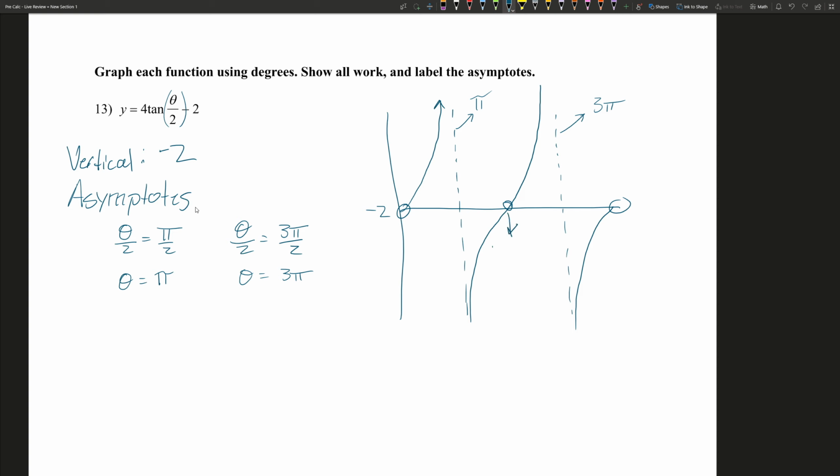So this point right here is 2 pi, -2, which means this point must be 0, -2, and this point must be 4 pi, -2. And that's tangent. So tangent should be easier because you're just really finding one distance.